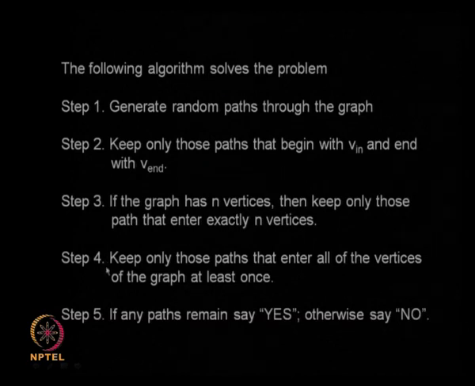Then the fourth step is keep only those paths that enter all the vertices of the graph at least once. Then the fifth step is if after all this any paths remain, then you say yes, there is a Hamiltonian path, otherwise you say no.